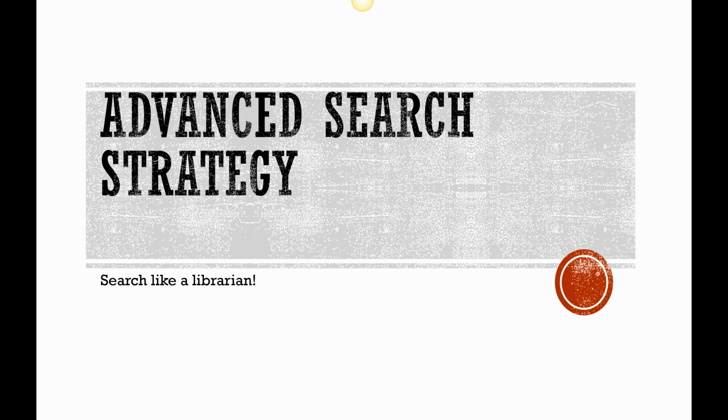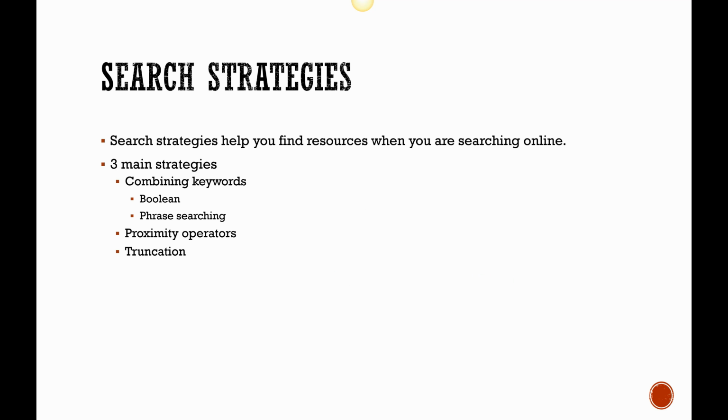Let's finish this lesson up with some advanced search strategies to get you searching like a pro. These 4 strategies will make you a super searcher: Boolean, phrase searching, both of which are ways of combining keywords, proximity operators, and truncation.